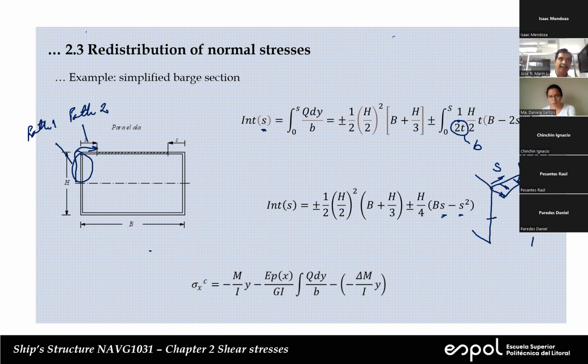The correction of what? The correction of the normal stress, because we have an integration, and then multiply EPX over GA. You're getting, I mean, there is a very simple step. I mean, anybody remembers what's the next step? What's next step? Anybody?